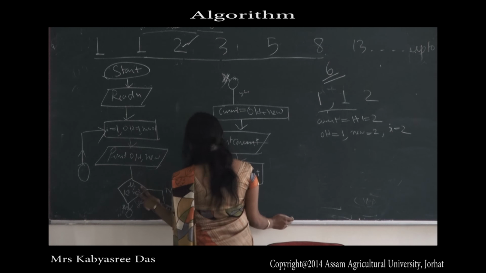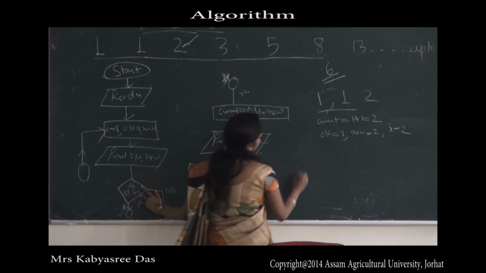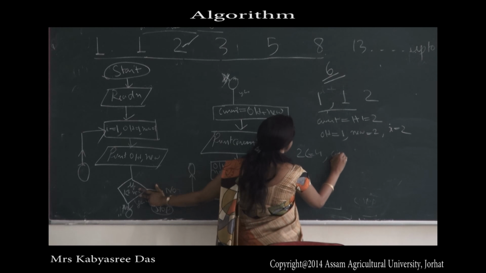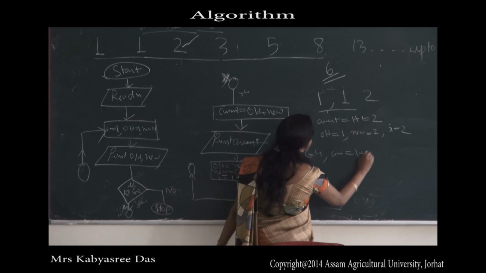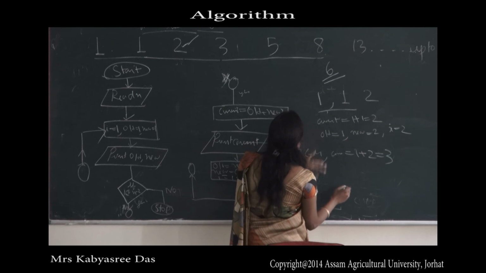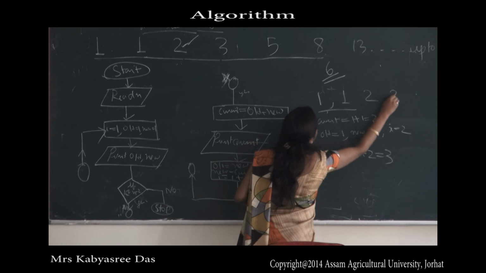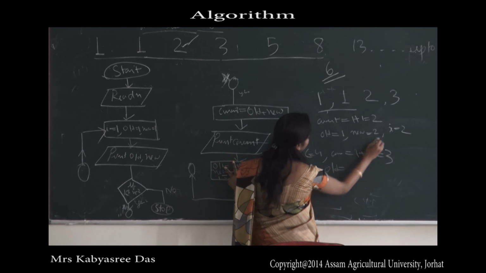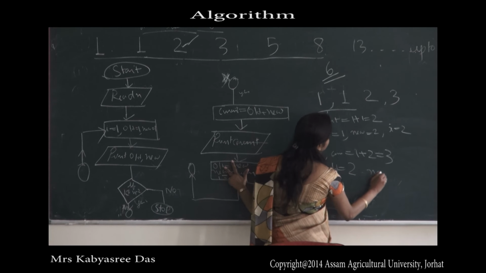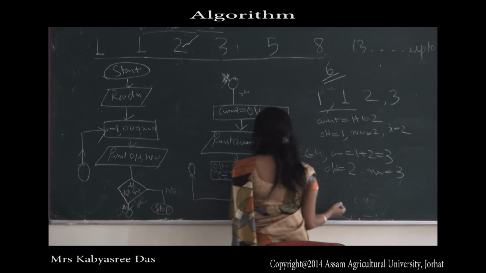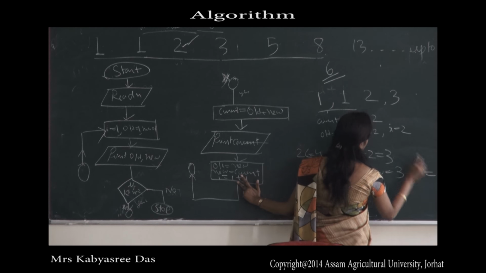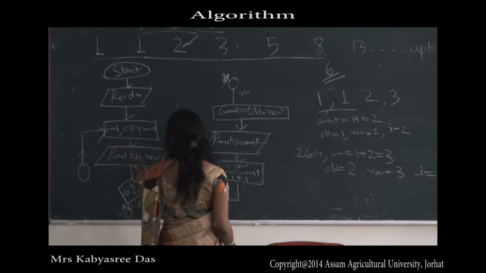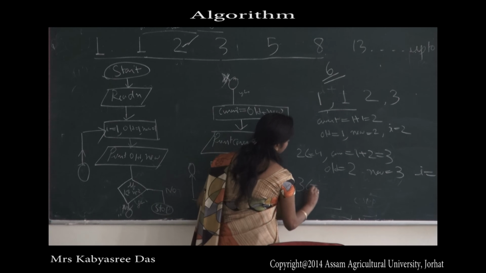So 2 is less than or equal to 4. So current is equal to 1 plus 2, 3. And it prints the value 3. Then old equal to 2 and new equal to 3 and I equal to 3 now. Then again go to this step, 3 is less than or equal to 4, yes.